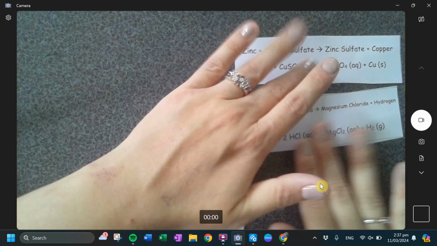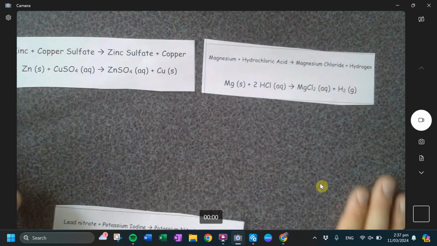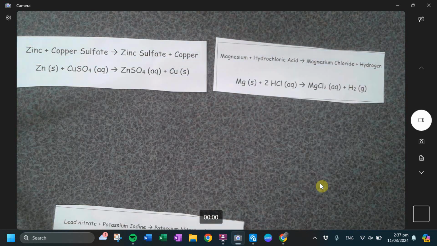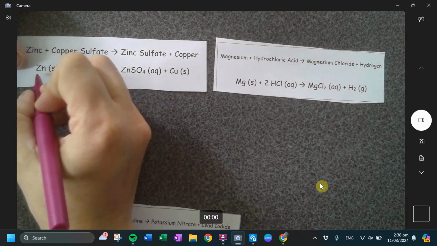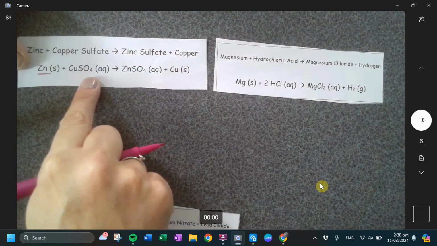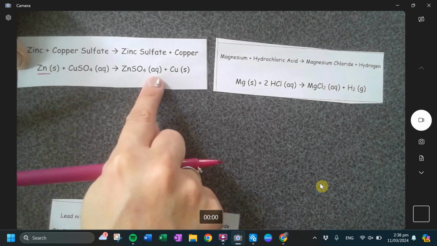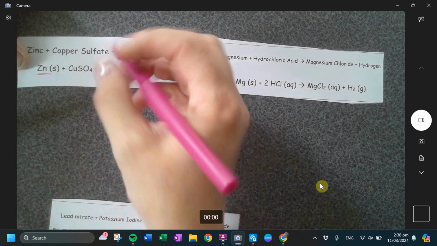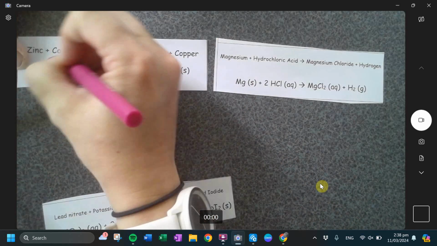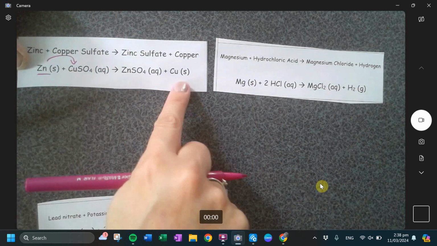All right. These reactions up here, these are your displacement reactions. Hopefully this is ringing a bell from last year. Displacement. So you see in this case, let me grab some more markers. We started with zinc, and then there's copper sulfate. And then when we look at the product, my product is zinc sulfate. So now this zinc has replaced this copper, and then the copper has been bumped out.